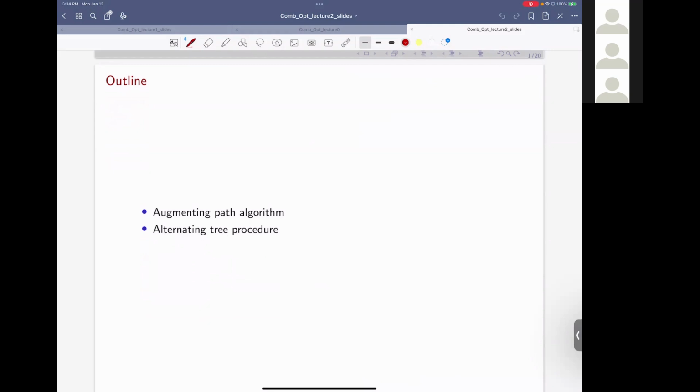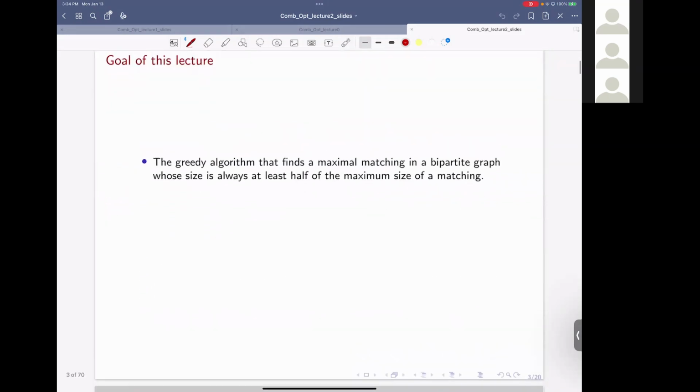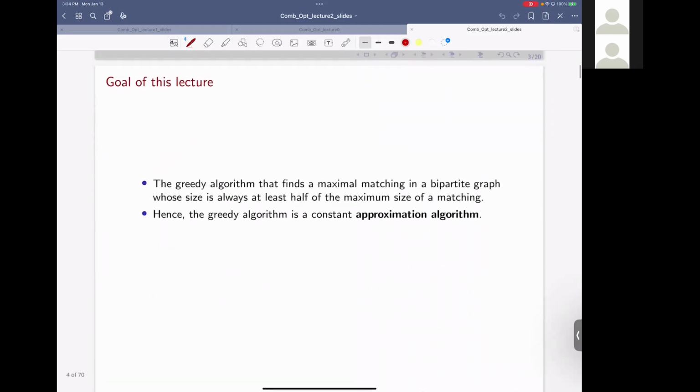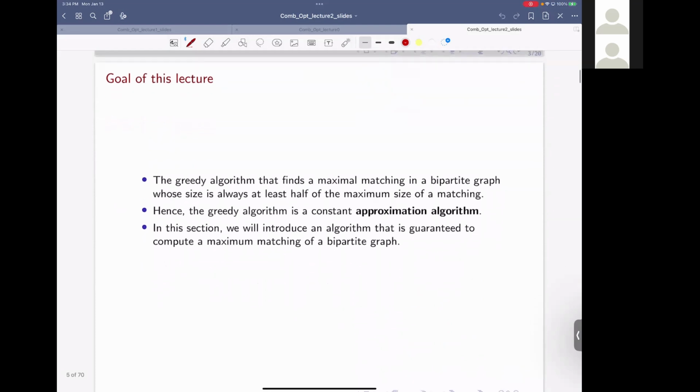Now the question is how do you find some structure by which you can increase the matching? That is the second component, which is called the alternating tree structure. So you find the structure using the second part, and using that structure, you increase the size of a matching using the first part. I'm gonna get to this later. Again, the greedy algorithm is a 0.5 approximation algorithm, and we are interested in an algorithm that computes the maximum size of a matching. That is the topic of lecture 2.